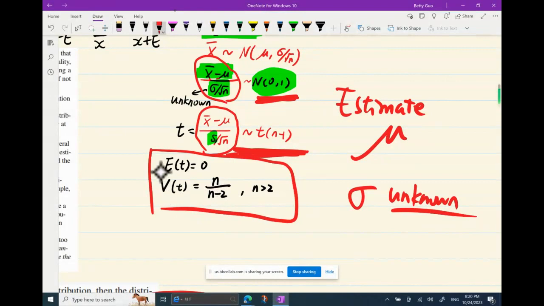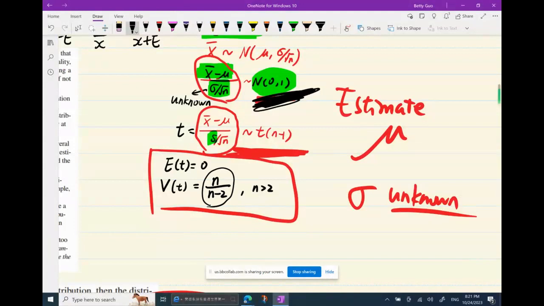Not a standard deviation. Okay, it's a variance. T distribution. Yeah, that's T distribution. We know normal distribution, standard normal has mean 0, standard deviation 1, right? Yeah, but T distribution is different. The mean is still 0, still centered at 0, but the variance is more complicated. It is n over n minus 2.